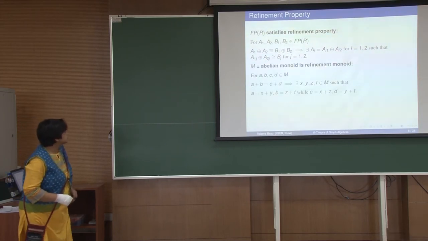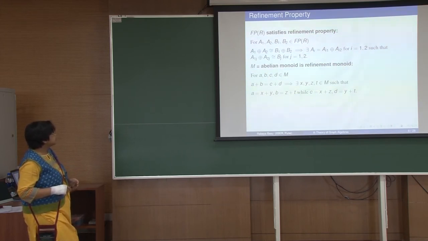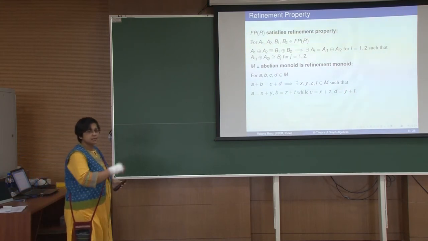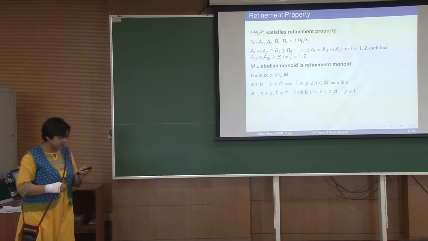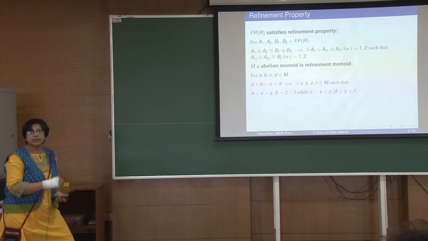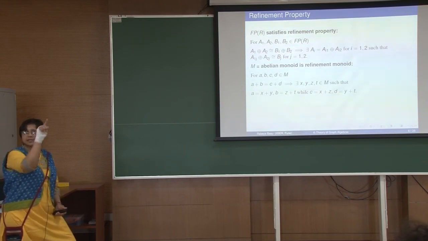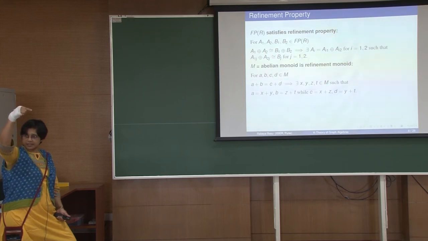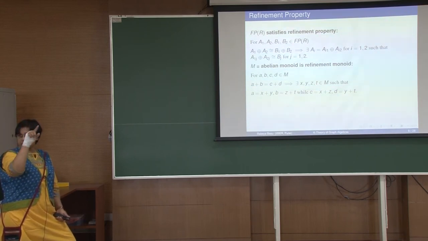That is, more explicitly, if you start with an abelian monoid, it is a refinement monoid provided A plus B equals C plus D implies there exist X, Y, Z, T such that you can break A as X plus Y and B as Z plus T, while C equals X plus Z and D equals Y plus T. You can represent it in terms of a table, if you go through the literature, but I'm unable to write on the board. Just skipping, but you can write A, B and C, D, and then write X, Y, Z, T. So this is saying you can express A as X, Y and B as Z, T, and also C can be written as the sum of columns.